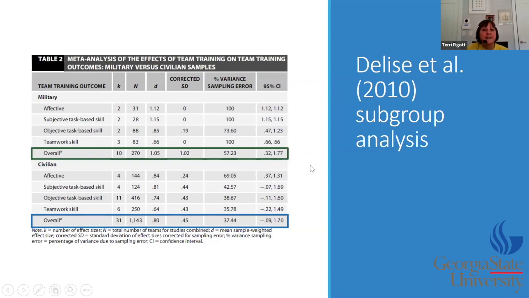So this is one example of exploring why the effectiveness of team training might differ across studies. One possible explanation is that the kind of sample matters.